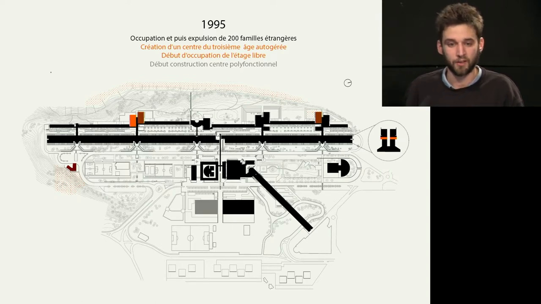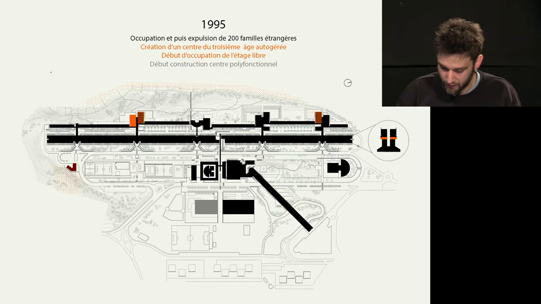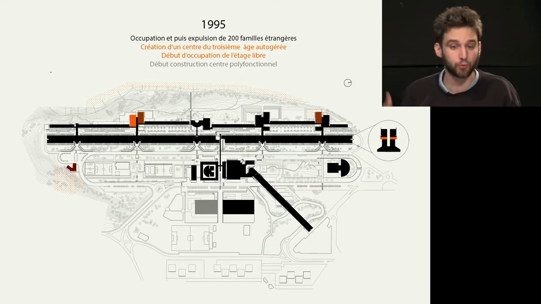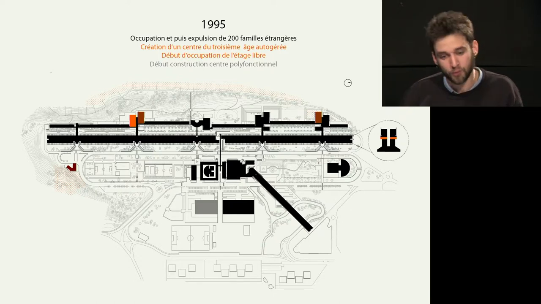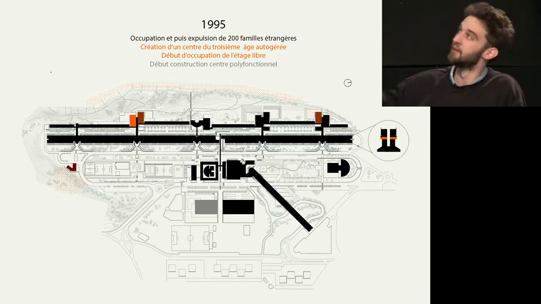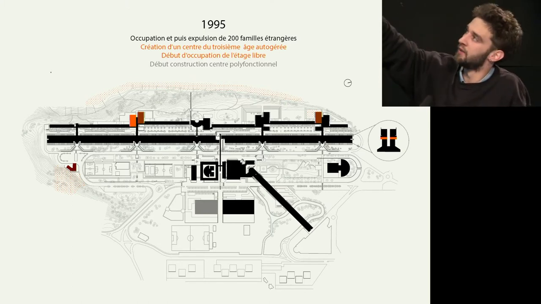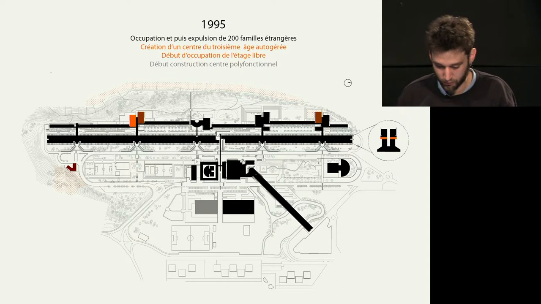200 foreign families occupied the building and were then evicted in the course of the year. Then they created a center for the third age, for older people, managed by the residents. And then they thought perhaps it was time to finish the project, so they started to finish one of the parts of the central part of the project, which was the multi-purpose center. So work began on that.